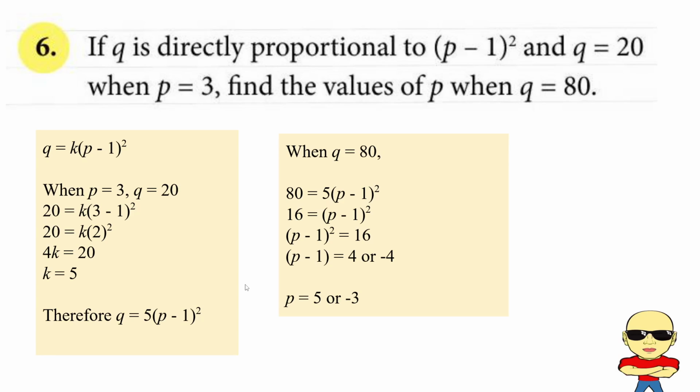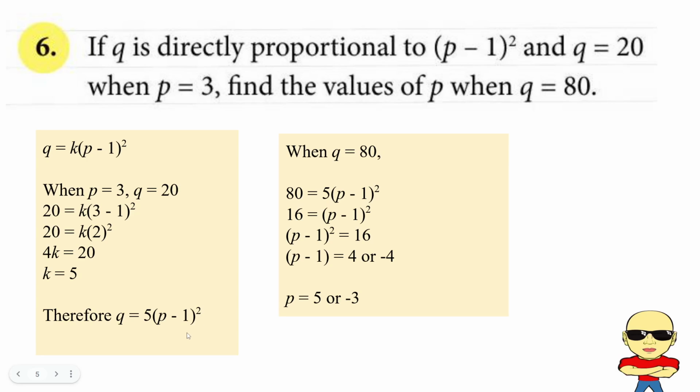Next question. Q is directly proportional to (p minus 1) squared, so Q equals k(p minus 1) squared. And then we know that when p is 3, Q is 20, so when we substitute them in and work this out, we find that k is equal to 5. Therefore, the actual relationship between p and Q is Q equals 5 times (p minus 1) squared.